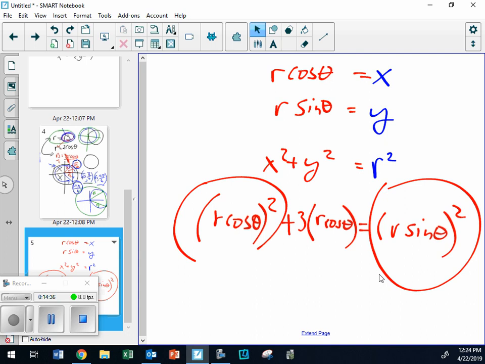So, all right, let's just leave it that way, because how do we judge if we're done? If you only have r's and thetas left, it's in polar. So it's in polar and I'm done. I don't have to solve it for anything. You don't have to solve it for r. That'd be a pain if you did, but you don't.